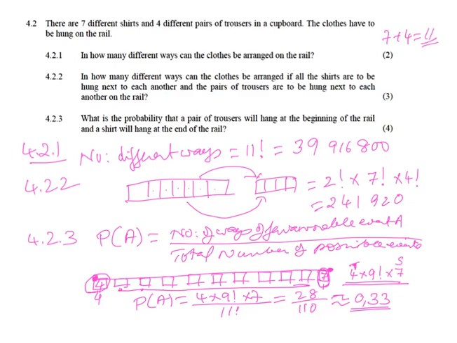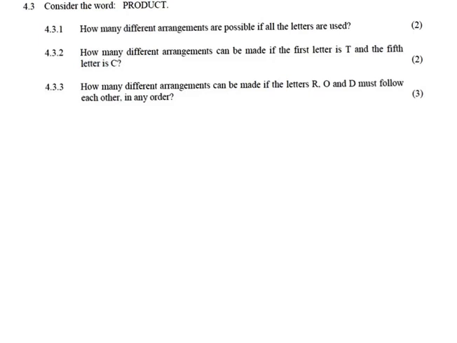So this is where we apply the counting principle, the probability of finding the pair of trousers at the beginning and the shirt at the end. So here I applied the basic definition of probability, the possible favorable outcomes divided by total number of possible outcomes. Next question.